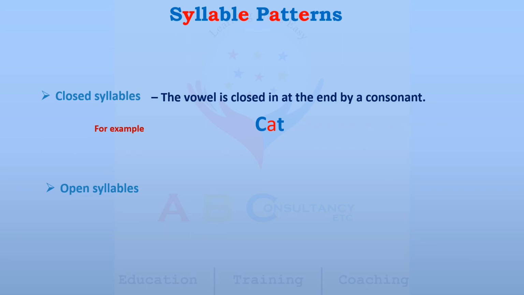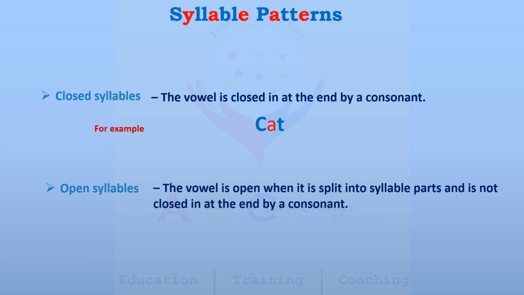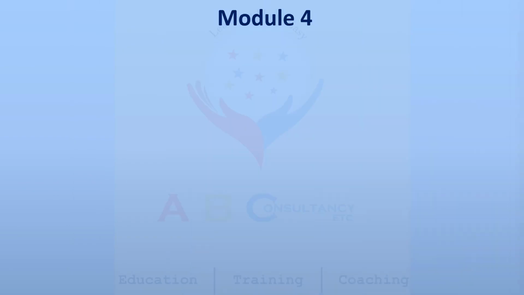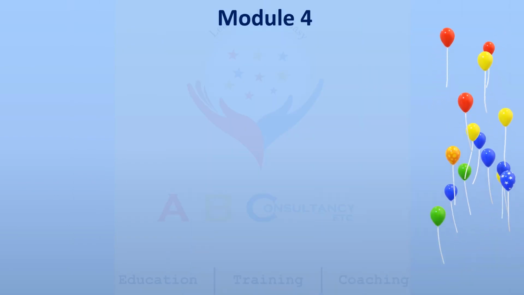Cat. Open syllables. The vowel is open when it is split into syllable parts and is not closed in at the end by a consonant. For example, baby. When a vowel is not closed in by a consonant, it makes a long sound and says its own name. Baby. This is the end of this session.